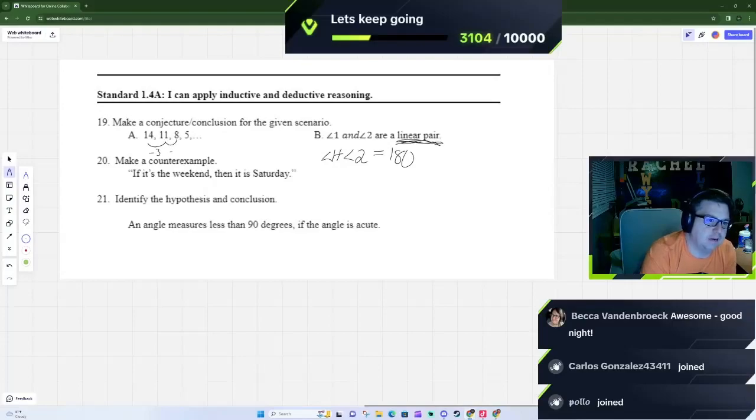From 11 to 8, I'm going to subtract 3. From 8 to 5, I'm going to subtract 3. That's deductive reasoning because I'm using a pattern that's happening every single time. So now that's going to be 2 as my next number.